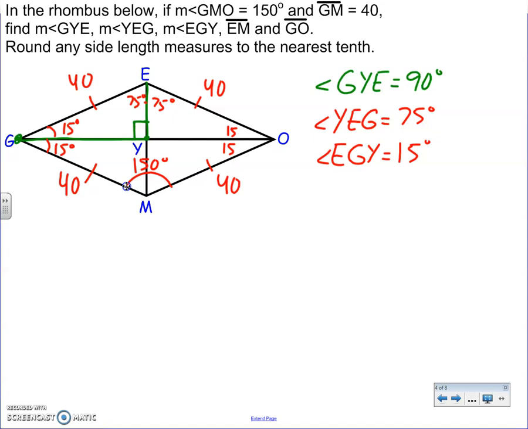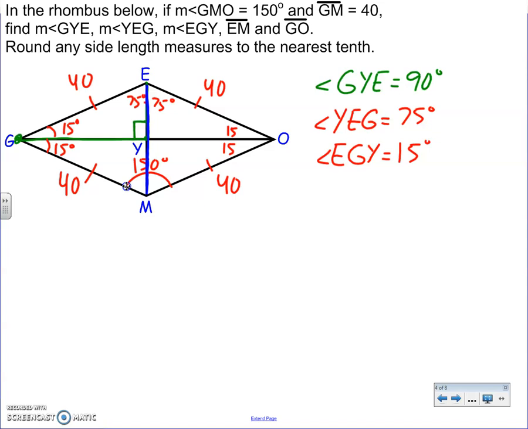All right, they're probably asking something hard next. Find E to M and G to O. E to M is actually this vertical diagonal right here. Right? So we see a right triangle. When we see a right triangle, think trigonometry. So I need to find the top piece, and remember the diagonals bisect each other.